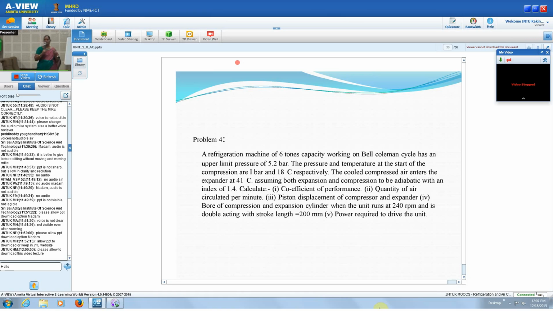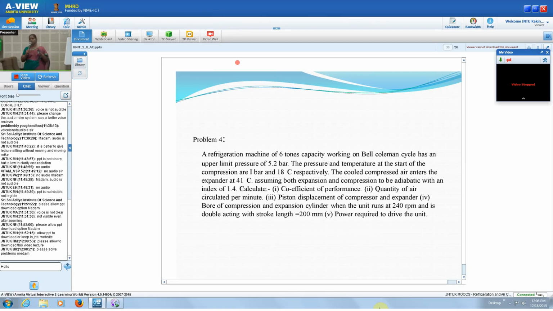So after finding all the temperatures, you can find out the COP. COP is the refrigerating effect produced by the work input. And also you can find out the quantity of air, if possible, you complete the problem. Otherwise, we will discuss in the next class with some more examples.